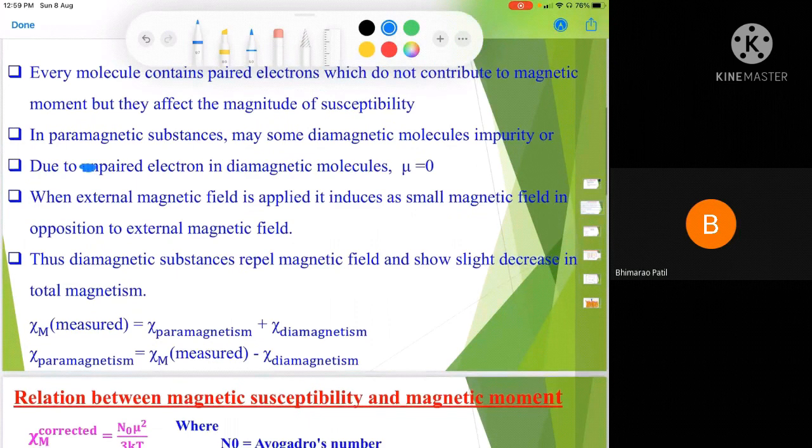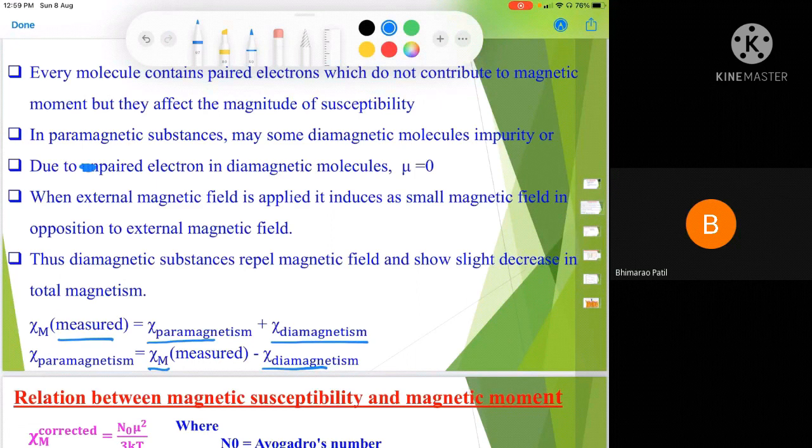Here the measured molar susceptibility is equal to the molar paramagnetic susceptibility plus the molar susceptibility of diamagnetism. If you want to calculate the corrected paramagnetic molar susceptibility, then it is always the measured molar susceptibility minus the diamagnetic susceptibility.